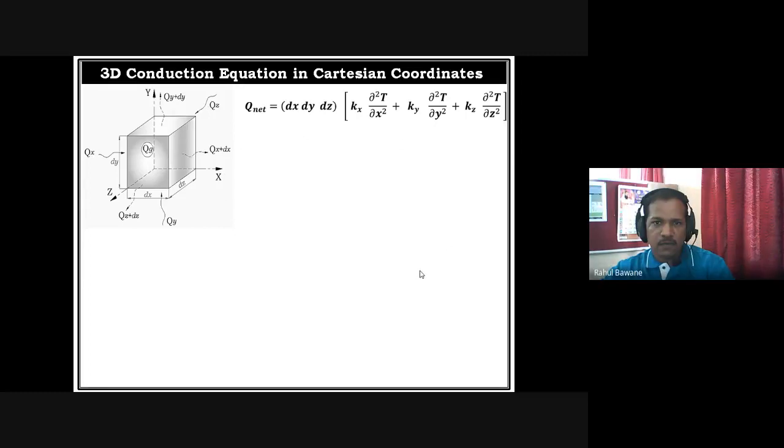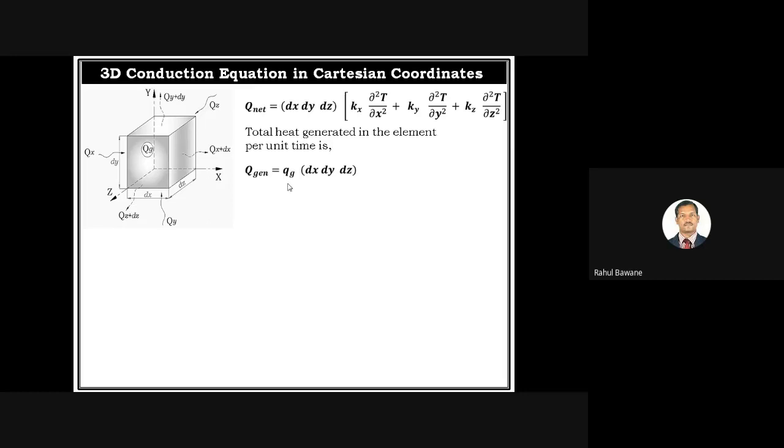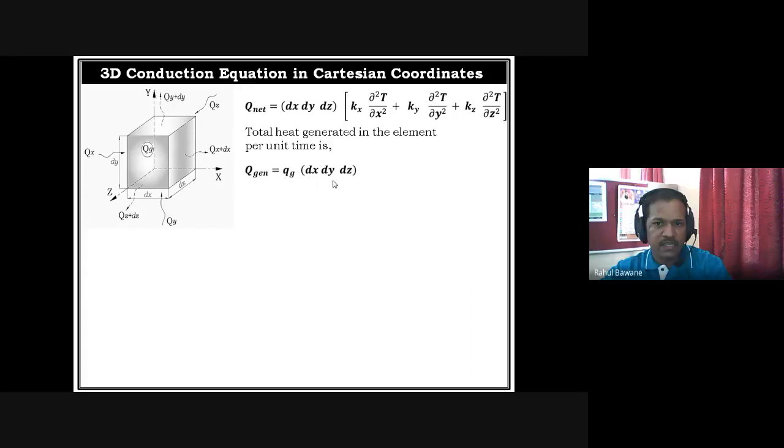Now we will consider the total heat generated inside the element. So total heat generated, Qg or Gen. So total heat generation is equal to small qg, the intensity of heat generation. It is nothing but watt per meter cube. So this is the intensity of heat generation, watt per meter cube, multiplied by total volume, so it becomes total heat generation. So this much amount of heat is generated inside this element.